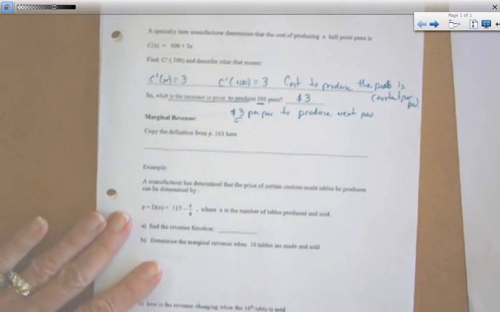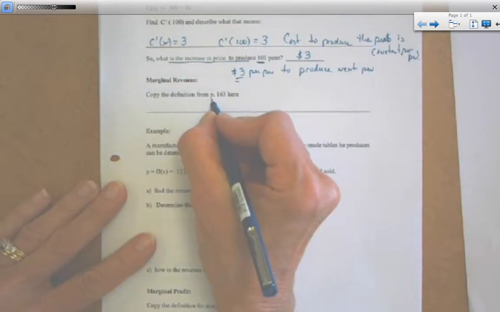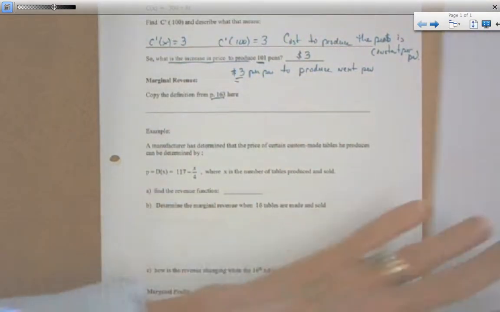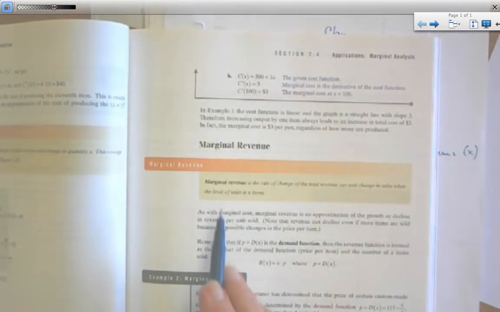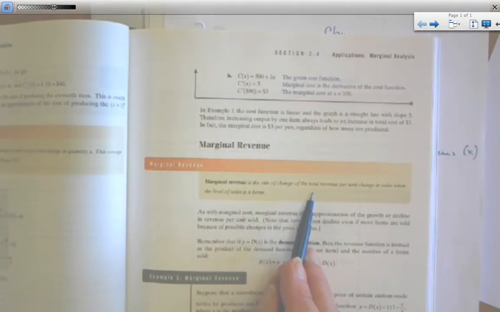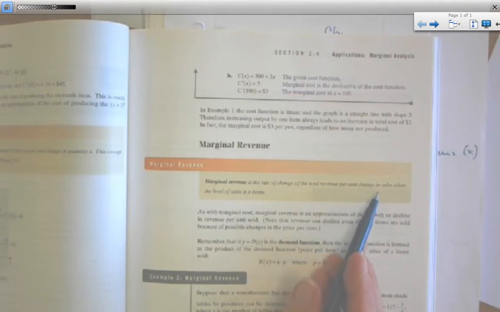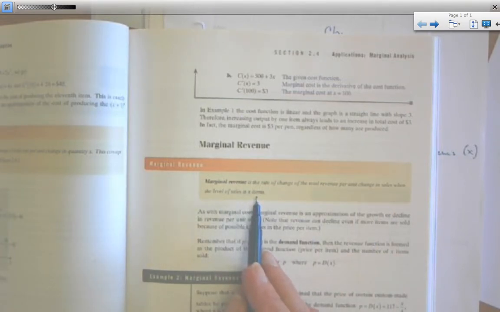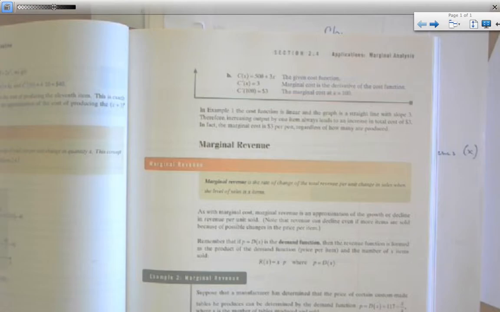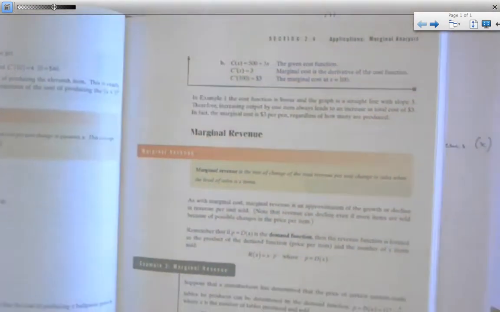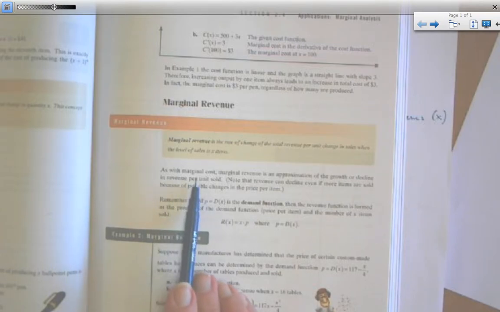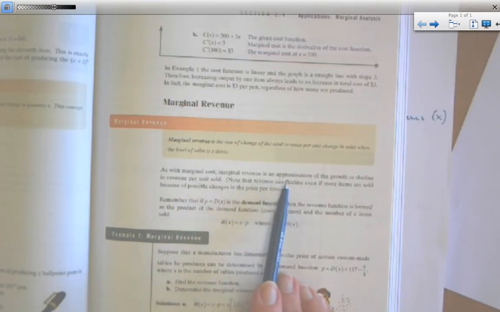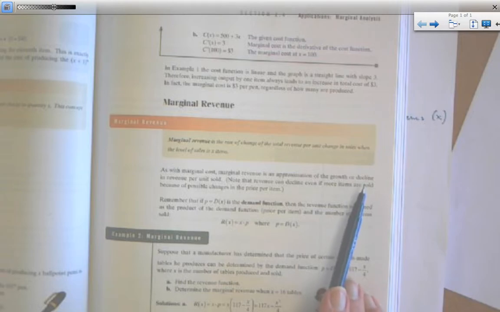All right, let's go to page 163 in your book. Marginal revenue is the rate of change of total revenue per unit change in sales when the level of sales is X items. So it's just the derivative. Notice that it says, you might want to underline this in your book, as with marginal cost, marginal revenue is an approximation of growth or decline.